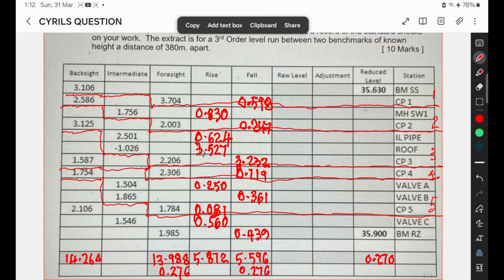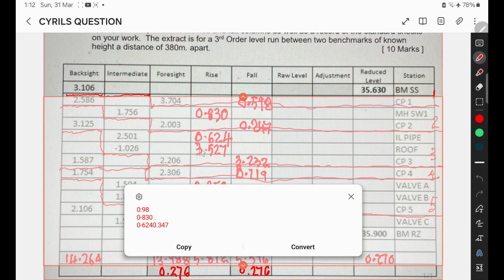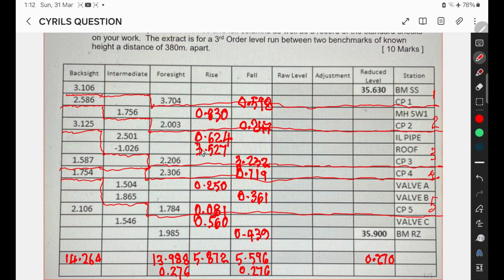So now, the raw level. Right, so this here is 35.630. That ain't going to change. That's going to have 0 adjustment in it, because it's staying the same. That's our control. Right, so let's go here, and we've got to subtract 0.598, so we get 35.032.